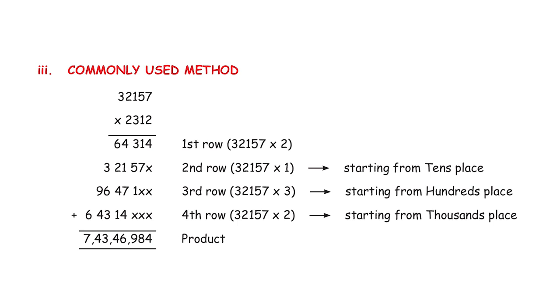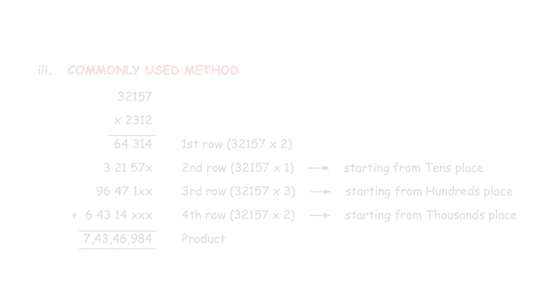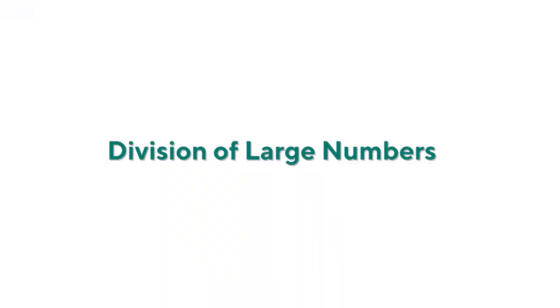If you add up all the 4 rows, this is the answer you get. 74346,984. This is a method commonly used when we have to multiply large numbers. Now let's look at division. How do you divide large numbers?